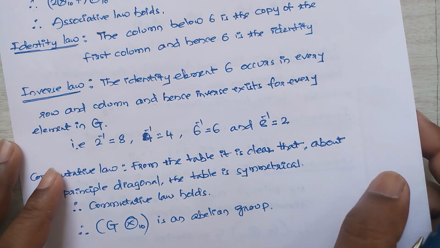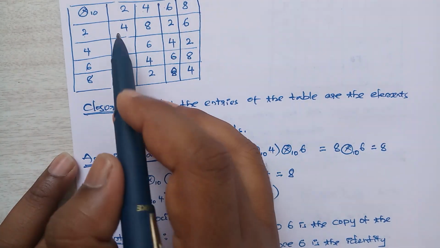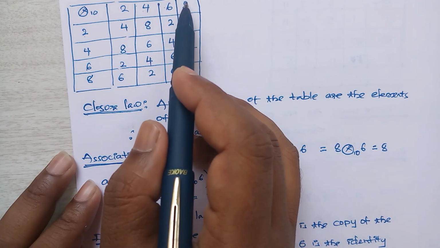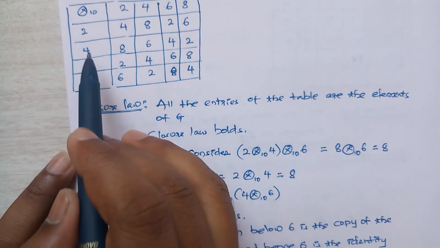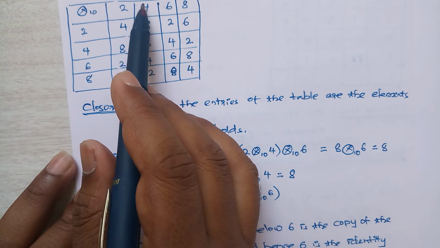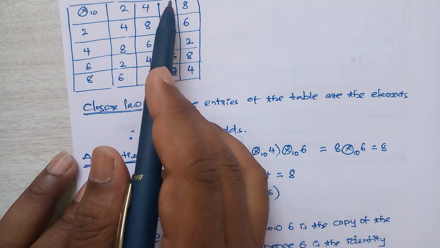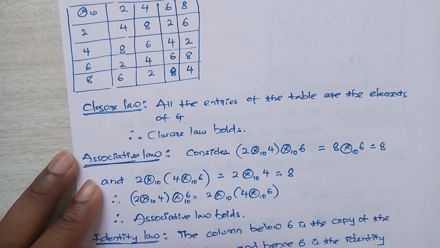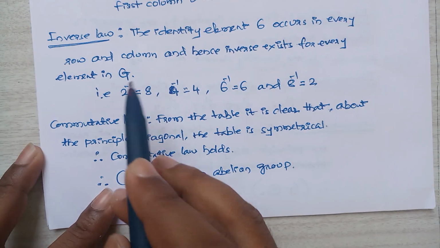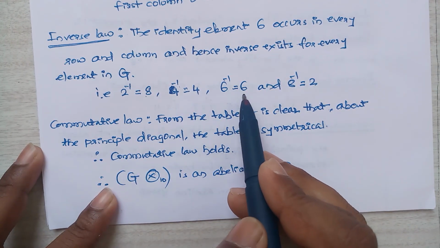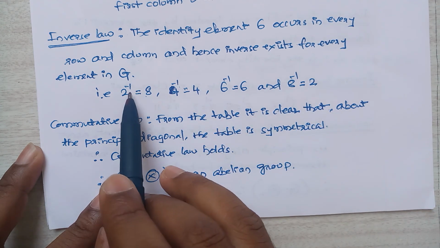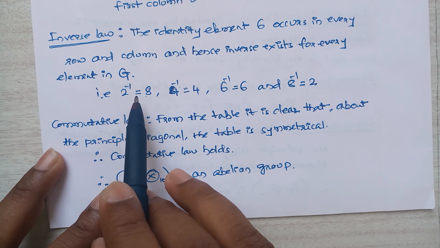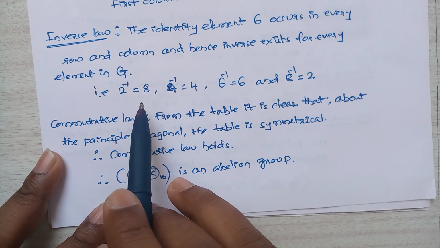Okay, so the inverse law. In the first row 6 is here. So 2 inverse is what? 8. For 4, 6 is here, so 4 inverse is 4. 6 inverse is 6. 8: 6 is here, so 8 inverse is 2. So I am writing here: 2 inverse is 8, 4 inverse is 4, 6 inverse is 6, 8 inverse is 2. So we have got the result by our composition table. For all the elements we got an inverse element. Therefore our inverse law holds good.